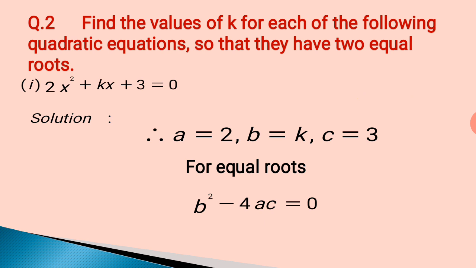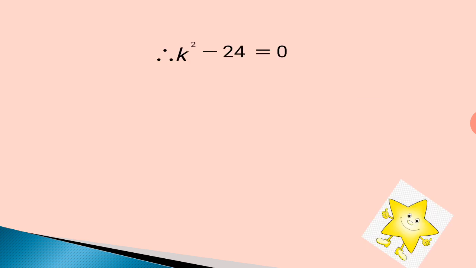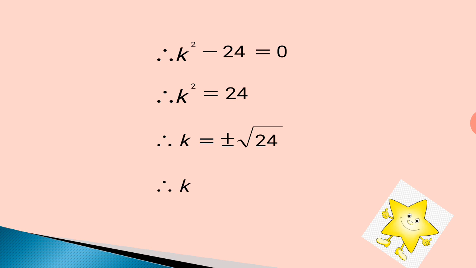Now you have to substitute a, b, c and this is what you get. Solve it further. It is k square minus 24 equal to 0. 24 transposed on the other side and k will be square root of the value. So you will always consider plus minus both the values. It is compulsory for you to write both the values. And the value of k will be plus minus 2 root 6. This is how you have got the value for k.